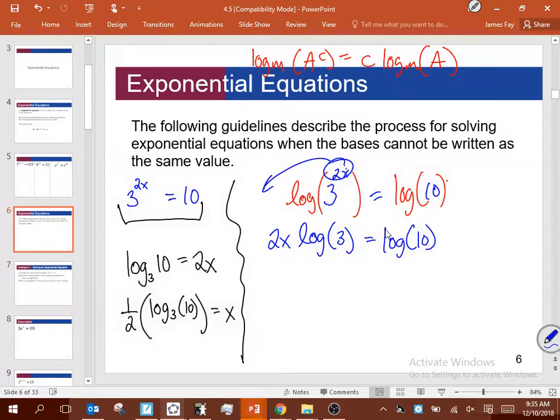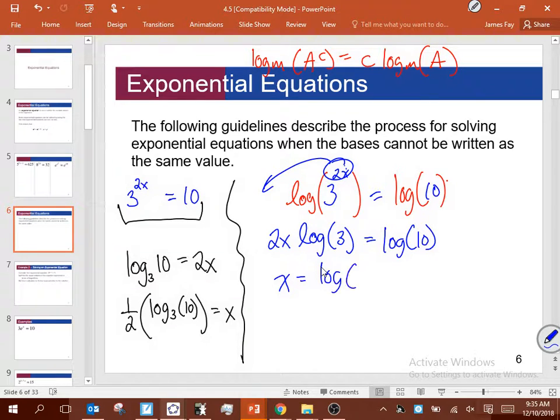Now, just remember that log of 3 is just a number, right? 2 is just a number. 2 and log 3 are being multiplied together with x. Log 3 is an irrational number, so we don't write it out; we use the symbol log 3 to do that. So this is really x times 2 log 3, right? Does that make sense, everybody? So can I divide both sides by 2 log 3?